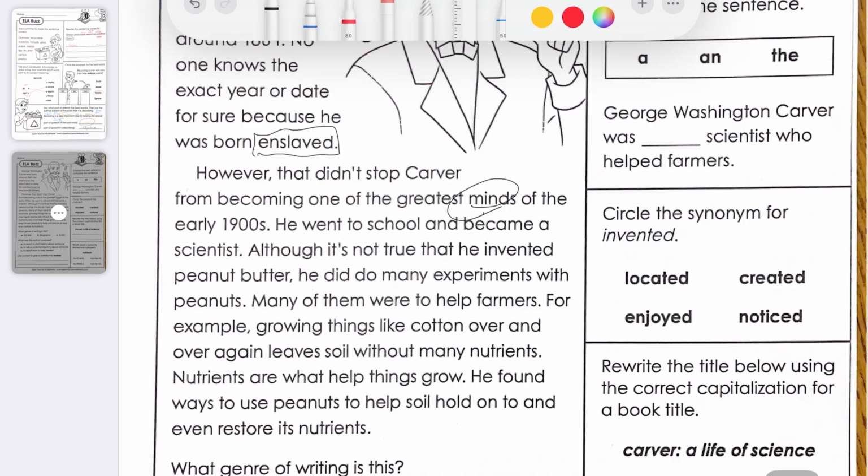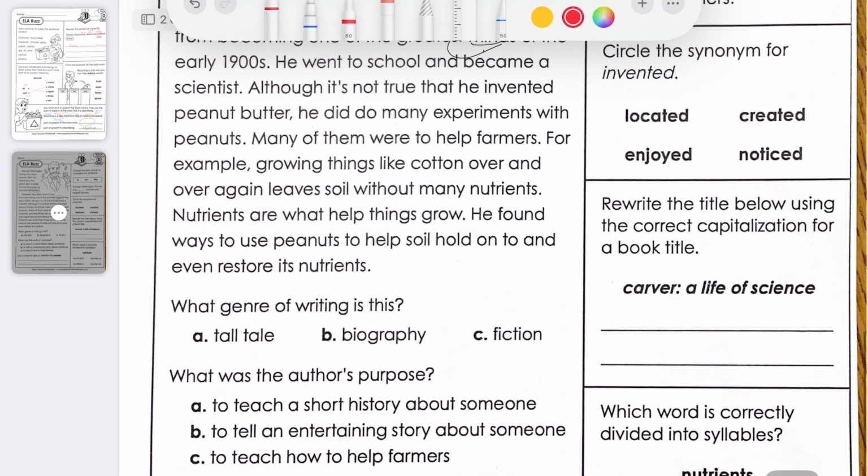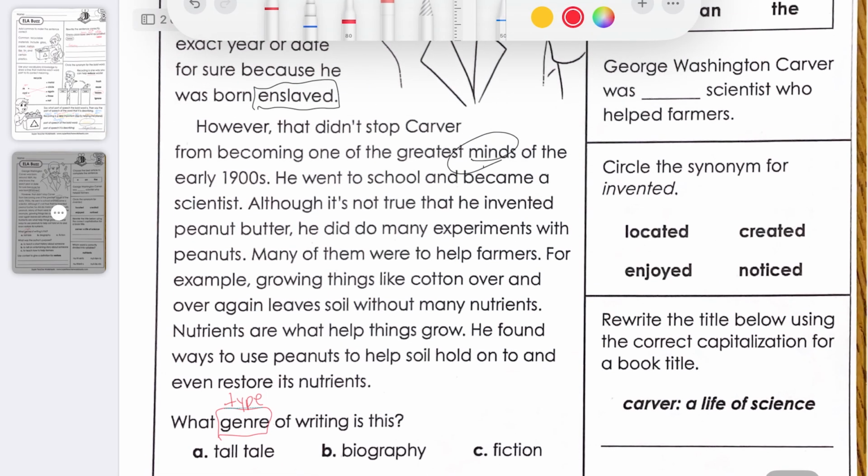Okay, so let's answer some questions. What genre? Genre is another word for type. What type of writing is this? Is this a tall tale, a biography, or fiction? A tall tale is a piece of fiction that is like unrealistic. It's like Johnny Appleseed. He's this giant guy, right? Or he's got this blue donkey, ox, whatever. You know, it's something that makes no sense. It's a little bit of fantasy. So that is not it.